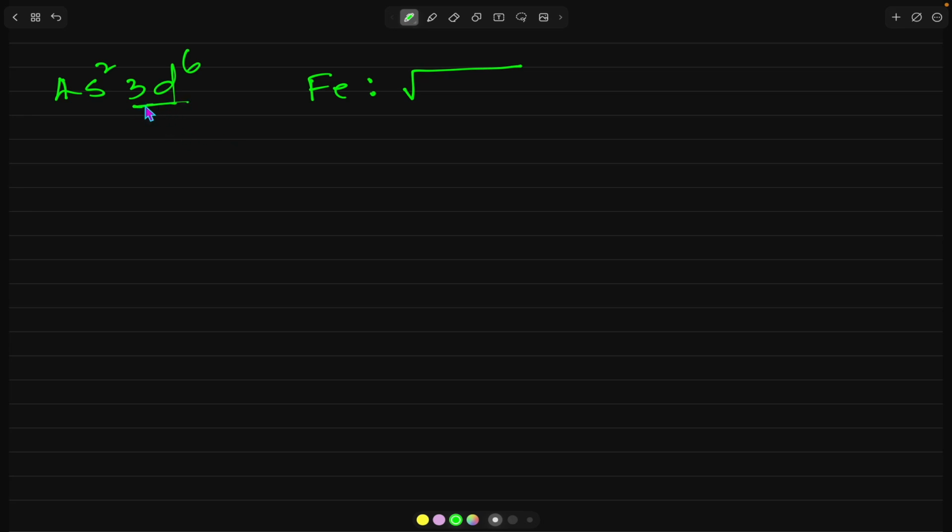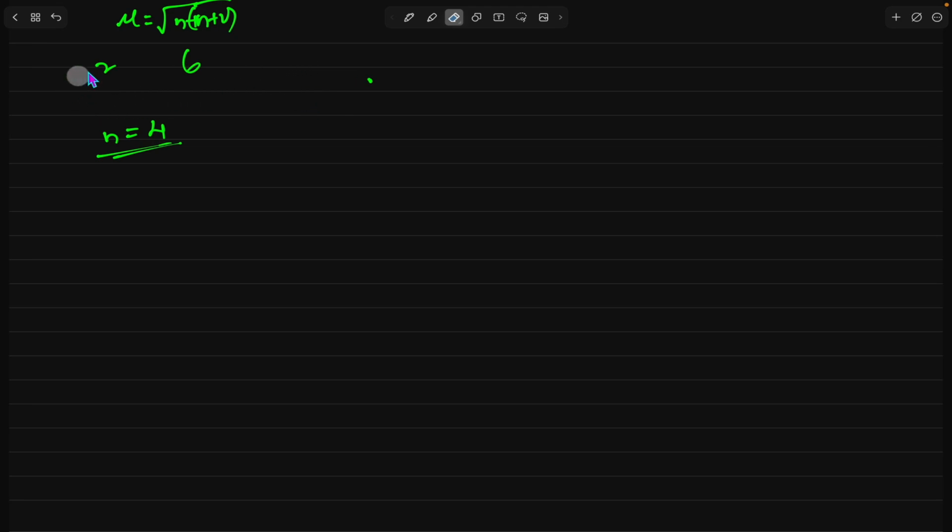If you have 6 electrons, how many unpaired electrons are there? 4. So your n equals 4. So what is the formula here? Mu equals under root n into n plus 2. So if you plug in here, 4 into 6, correct? So this is root 24. Otherwise I'll tell you the best method to remember.